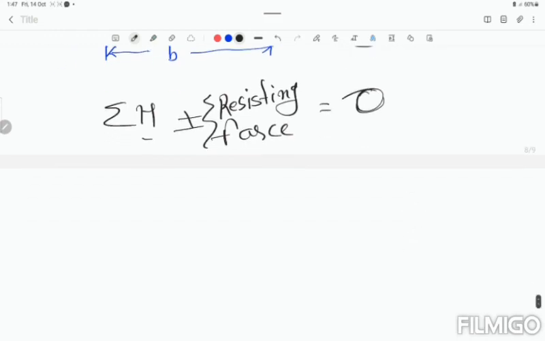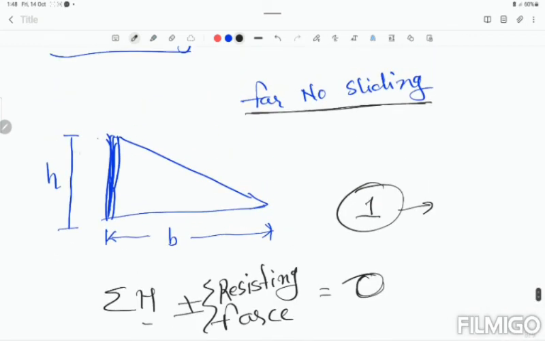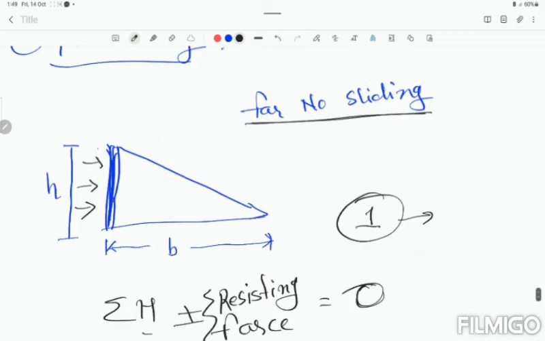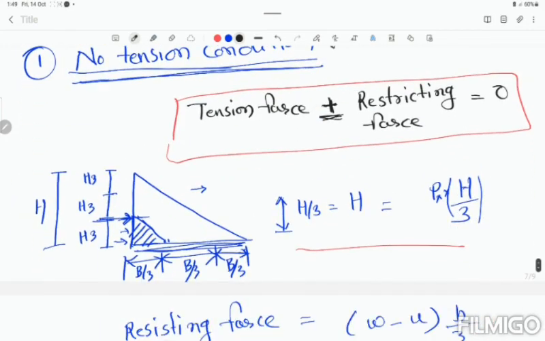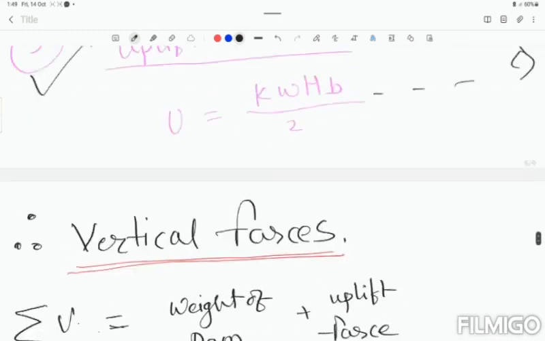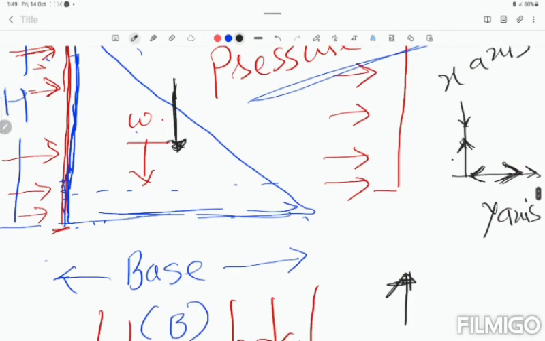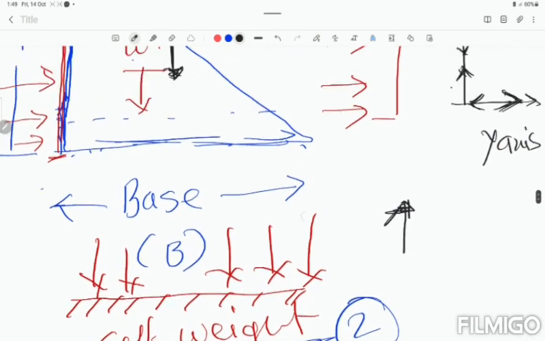We will consider this for no sliding. Suppose we are considering horizontal forces and net resisting forces. The horizontal force we are taking into consideration is the water pressure, and it acts only along the horizontal direction. Looking at it, we will see there are vertical forces. Vertical forces are the self-weight of the dam and the uplift force on the dam; they all are vertical forces.